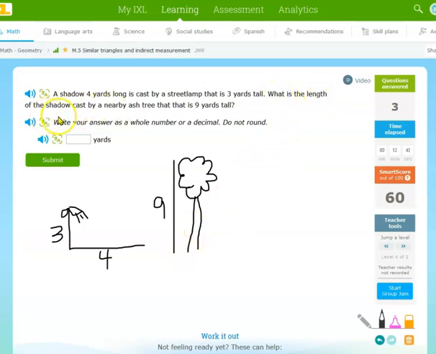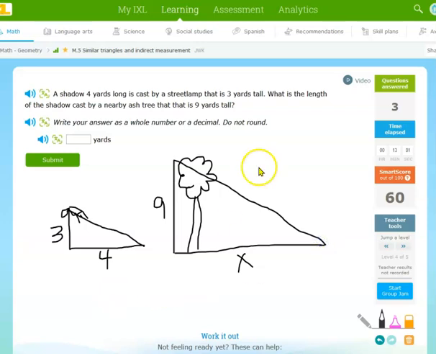All right, so let's see. What is the length of the shadow cast by a nearby ash tree that is 9 yards tall? So the tree is 9 tall, and they're asking us to find the shadow. Okay, and do you guys see that these are triangles? Look at this. These are just triangles. Okay, so now we can do our equation.